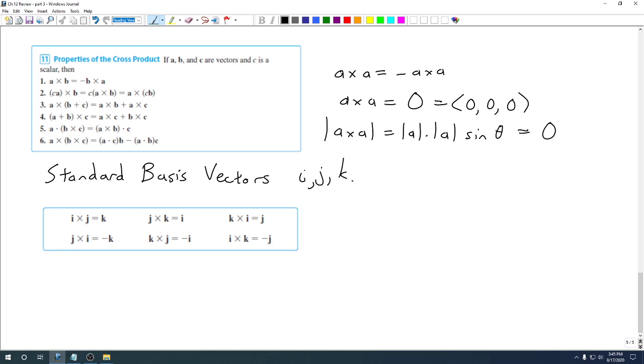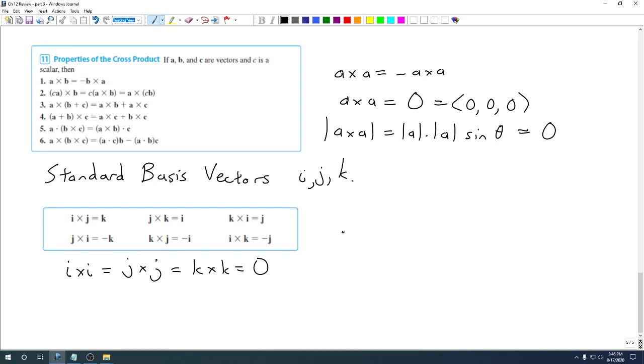It turns out if we take the cross product of two different standard basis vectors, we get either plus or minus the third standard basis vector. So i cross j is equal to k. Of course, j cross i is equal to negative k, because switching the order changes the sign. And similar for the other ones. What the book doesn't show here is that if you take the cross product of i with itself, and j with itself, and k with itself, we just get 0.